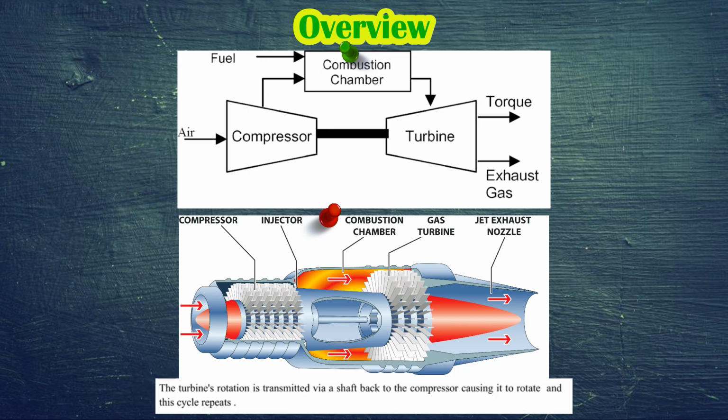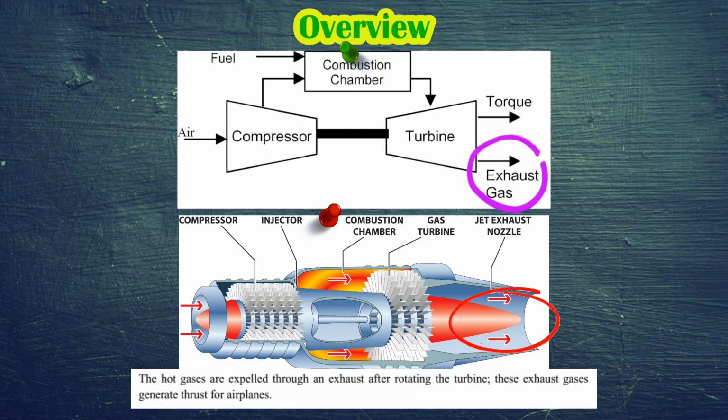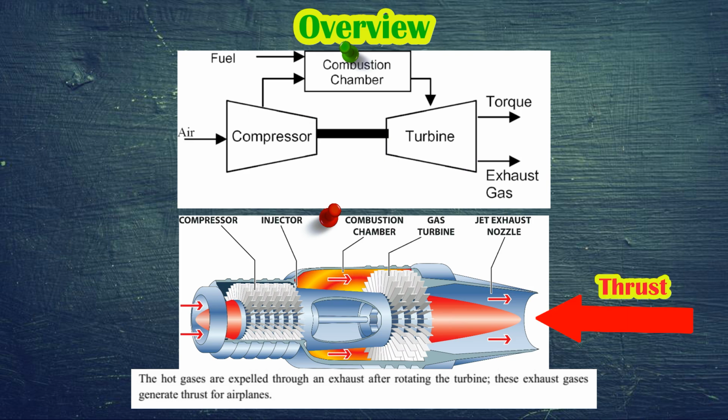The turbine's rotation is transmitted via a shaft back to the compressor, causing it to rotate, and the cycle repeats. The hot gases are expelled through an exhaust after rotating the turbine. These exhaust gases generate thrust for airplanes.